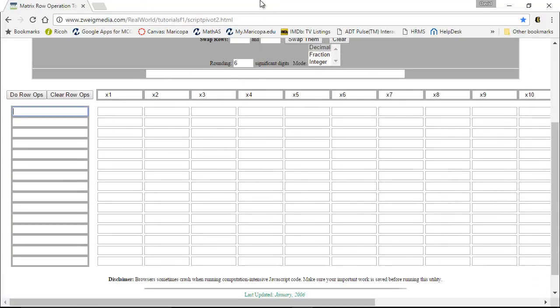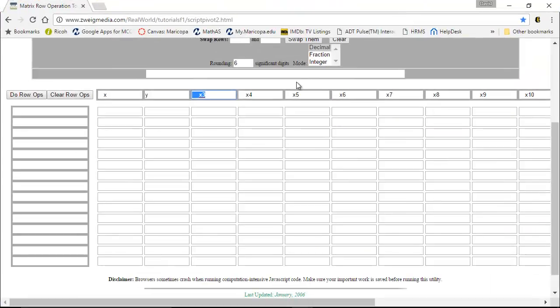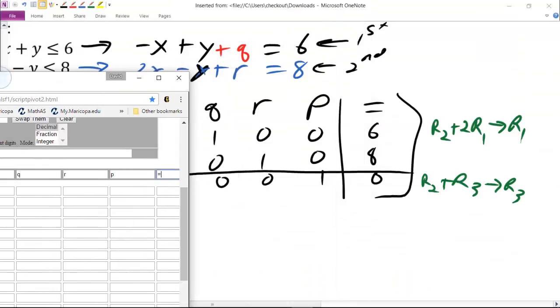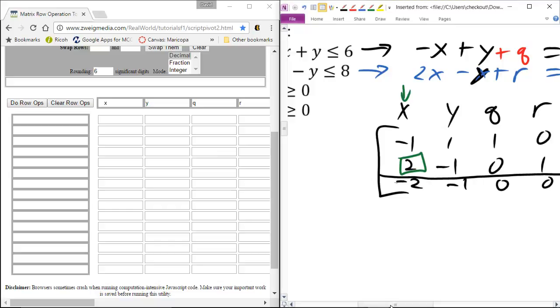So here's the idea. On this website, up here at the top is where you can fill in your variables. So for us, it was X, Y, and then I forgot what we called it. Do we call it R and P? Q, R, P, and equal sign. So this is just to help you get your matrix so it looks right. Okay, so then let me do this, see if I can get it all on the screen at once.